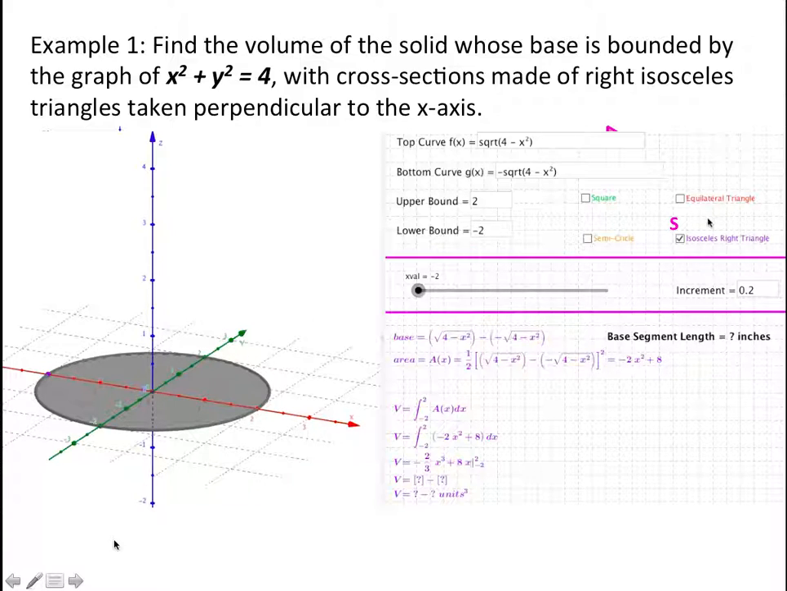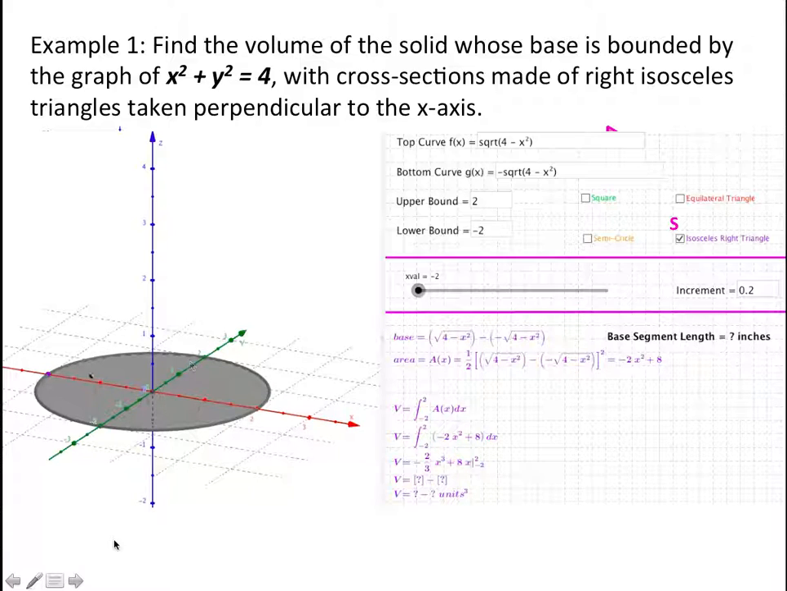And we're going to do isosceles right triangles for the known cross section. So we're going to build triangles going from the top curve to the bottom curve and then straight up at 90 degrees. And then the hypotenuse is going to come down here in the back.